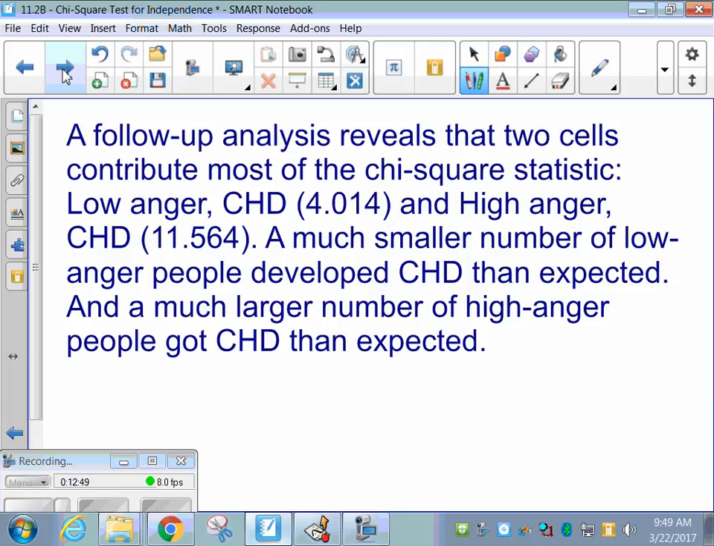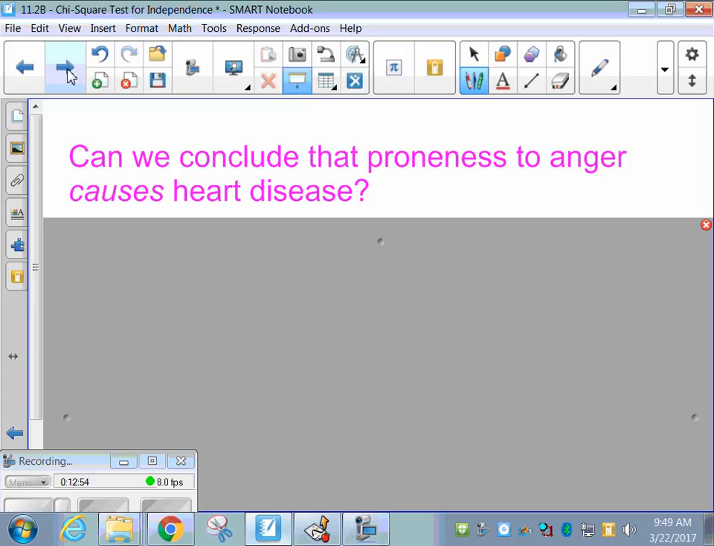All right, so the follow-up analysis tells us which one made the biggest difference, which you guys can do. So can we conclude that proneness to anger causes heart disease? So when can we conclude cause and effect? Random assignment of treatments. Did we do that? No. No, we just had them take a survey, right?